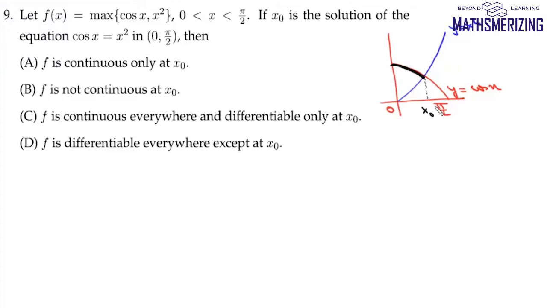And from x0 to pi by 2, the function is x square. So that is the graph of y equals f(x). Now this graph is continuous in 0 to pi by 2. It is differentiable everywhere except at this point x0. So the answer to this question is f is differentiable everywhere except at x0, and that's your option D.